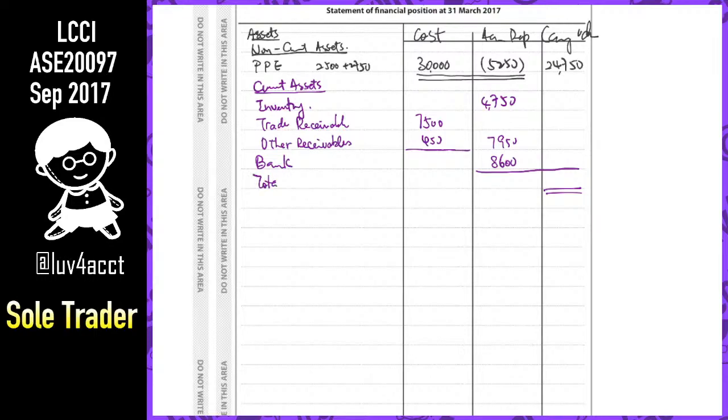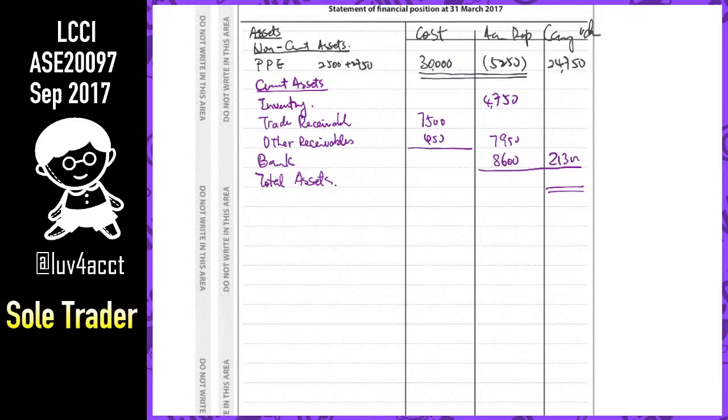Okay, total assets. So 7950, 45750, 8600, 21300 added to non-current asset. We have a total asset of 46050.